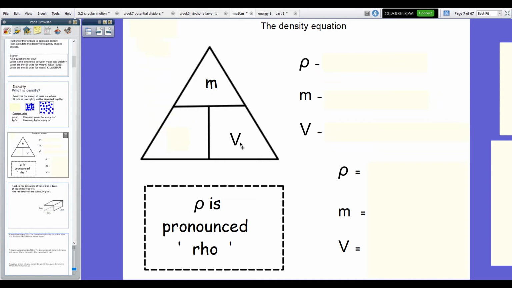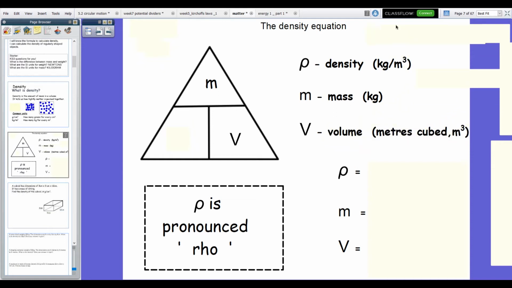Okay, so let's just get those symbols in. So this is the SI units. There we go. We've got rho is density, SI unit, kilogram per meter cubed. M is mass, kilograms. V is volume, and that is meters cubed, or m with a 3 superscript. Okay, so the first one I was trying to show you was how to calculate. We cover up rho here, which is density, and we get m over v. Density equals mass divided by volume. If I want to calculate mass, it's going to be mass equals density times volume.